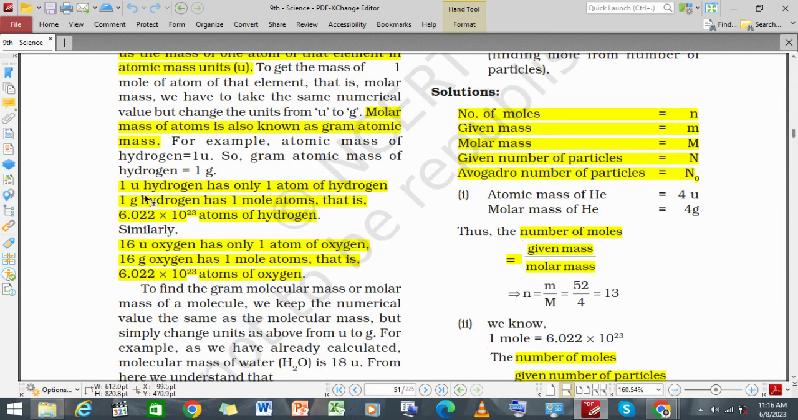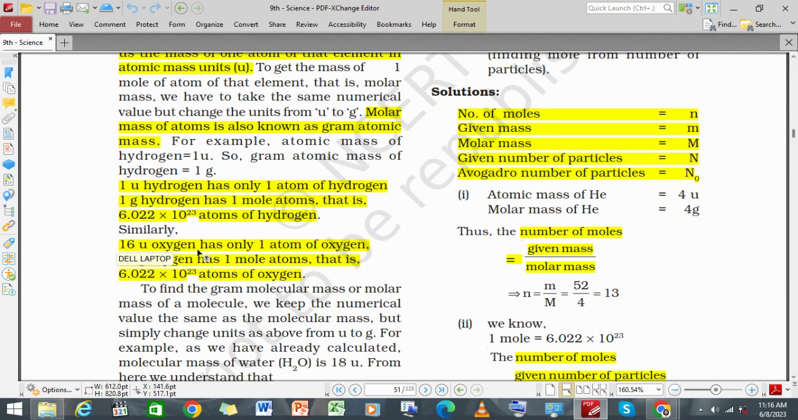That means if an atomic mass of 1 u has been given, it means 1 atom of hydrogen, but it also means 1 gram of hydrogen, and 1 gram of hydrogen has 1 mole of atoms. That is, 1 mole is equal to 6.022 × 10^23 atoms of hydrogen. It is simply understandable. 1 AMU, or 1 u, of hydrogen is 1 atom of hydrogen, and 1 gram of hydrogen has 1 mole of atoms. That means when we represent in grams, we will always find a mole, and whenever there is a mole, it will be equal to 6.022 × 10^23 atoms of hydrogen.